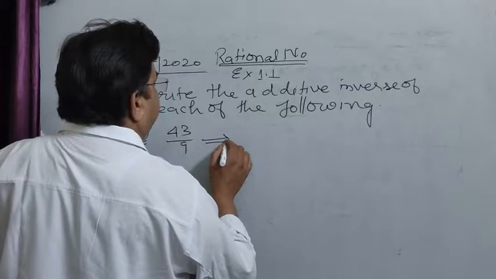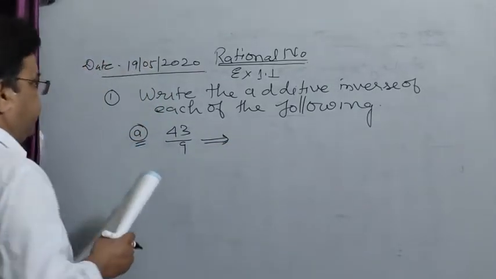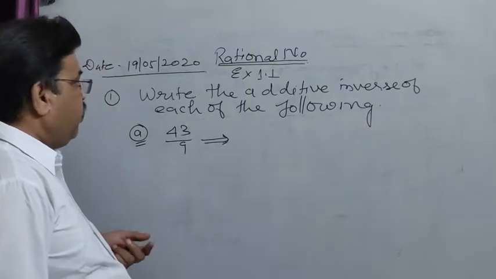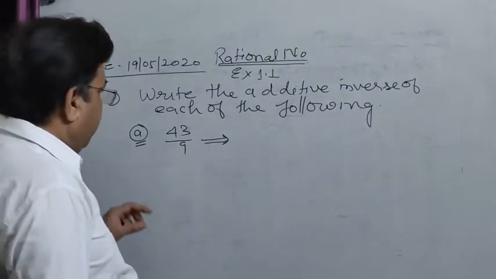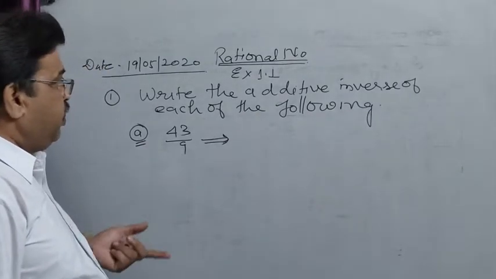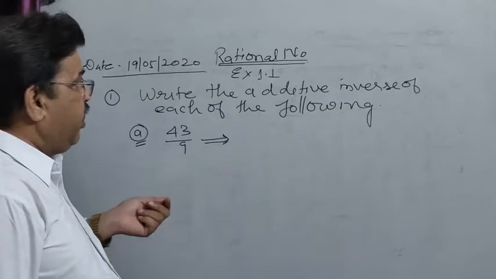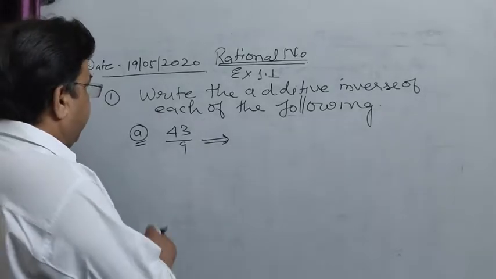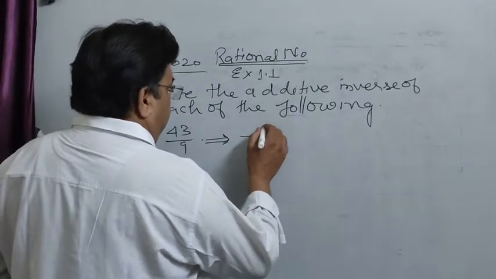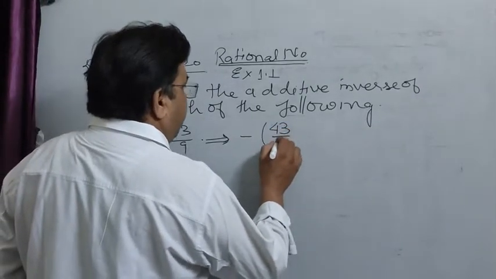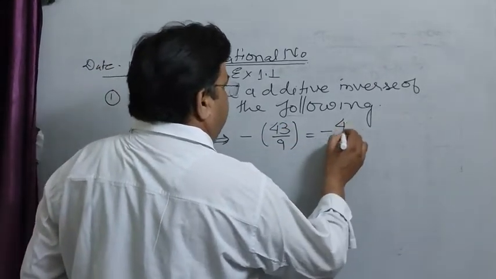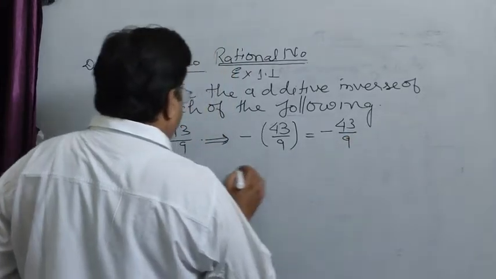You have to write the additive inverse of this number. How can you write it? You only have to change the sign of this number, and you can write the additive inverse easily. This number is positive, so you write it in negative form like this and open the bracket, 43/9.